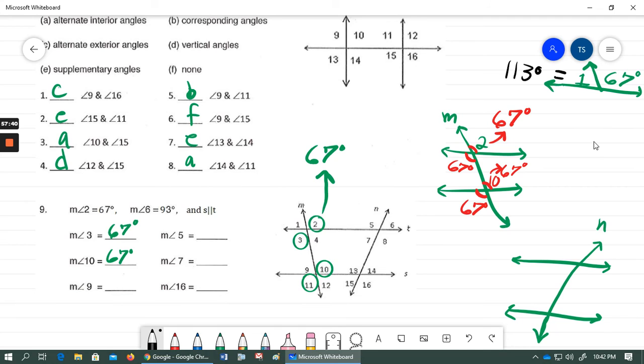All right, so all four of these angles, angle 1, angle 9, angle 4, and angle 12, all four of those have to be 113 degrees. It's going to work the exact same way, guys, with our other transversal.